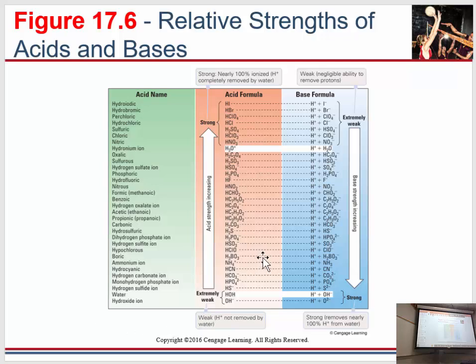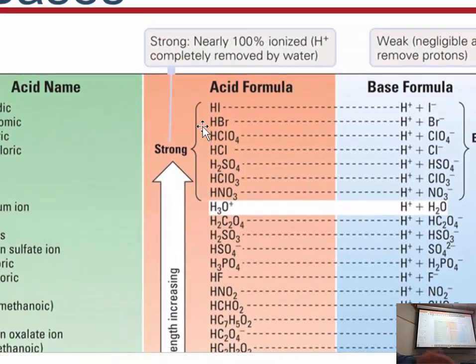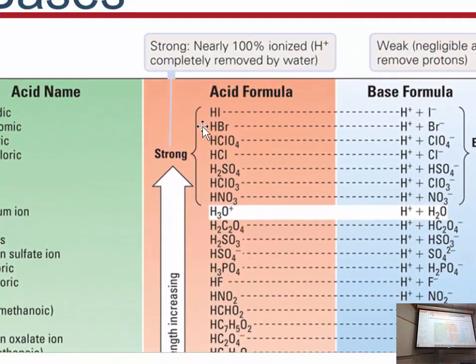So we have an acid table here. These are all conjugates. So if I have HI, the conjugate base of HI is iodide. And the conjugate base of a strong acid is extremely weak. So if we have a strong acid like HI, its conjugate base is going to be extremely weak. That's a seesaw relationship here.